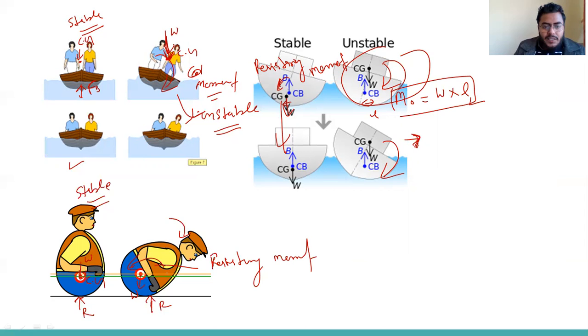So due to this resisting moment, this will go back to its original position. So you can see by doing this, it will not be this unstable. It will be going to the first position.